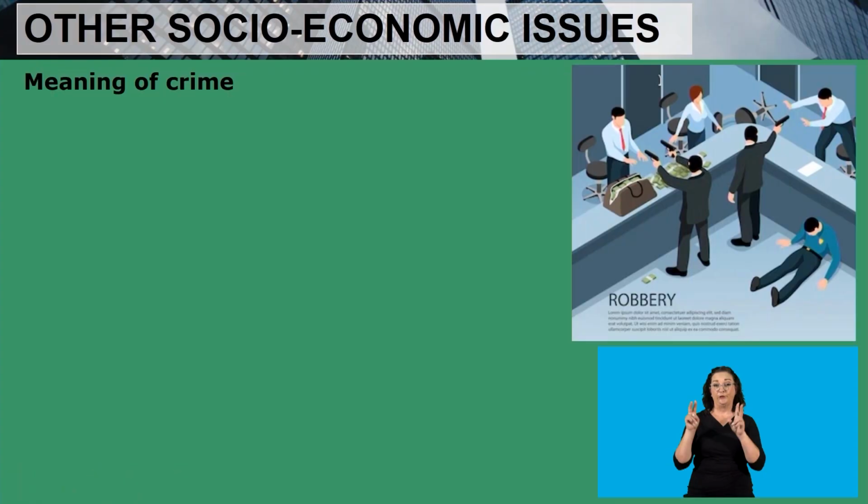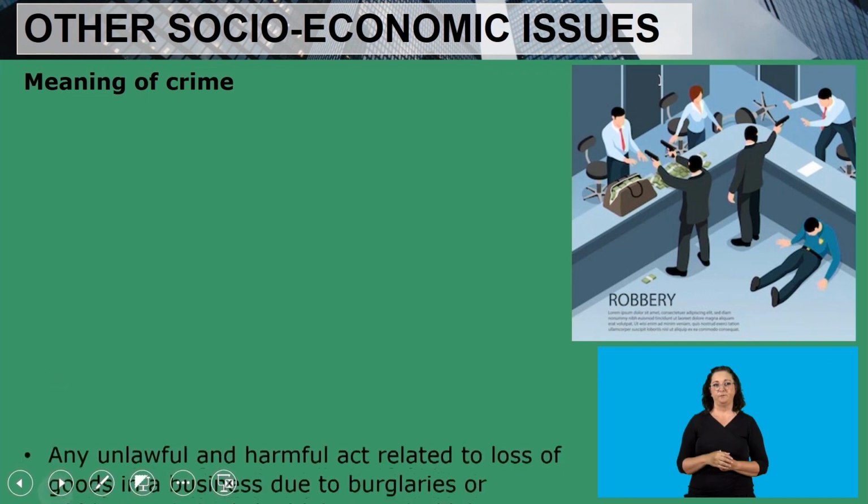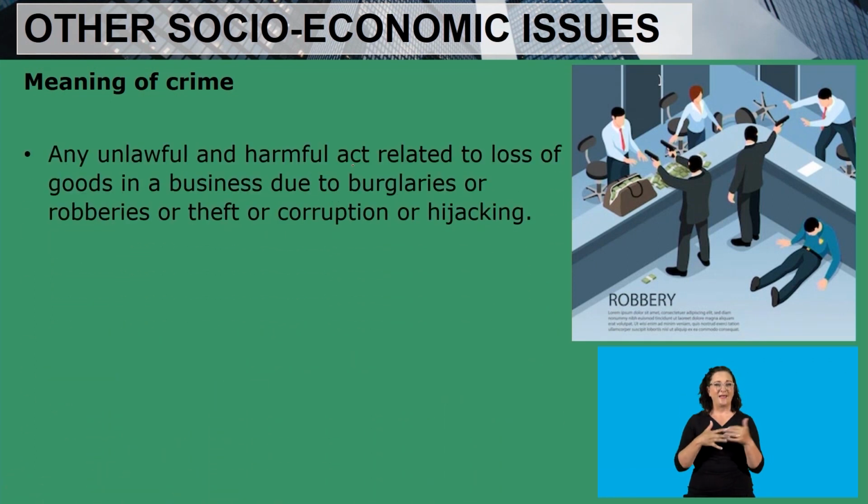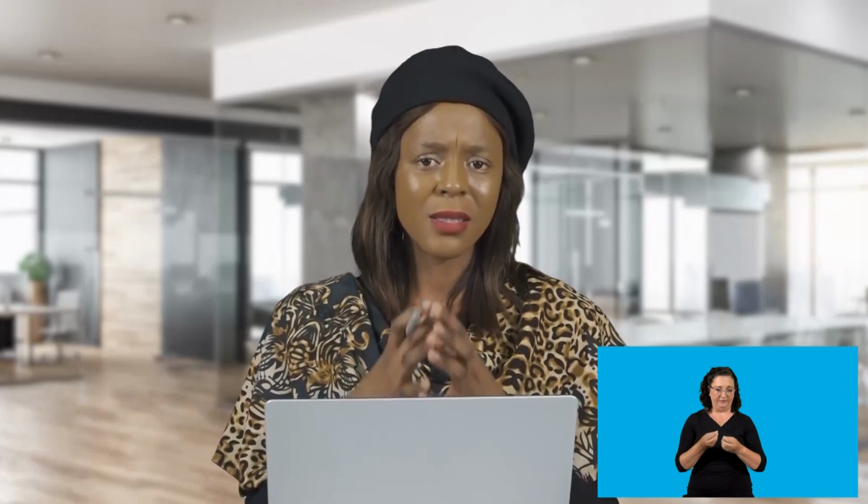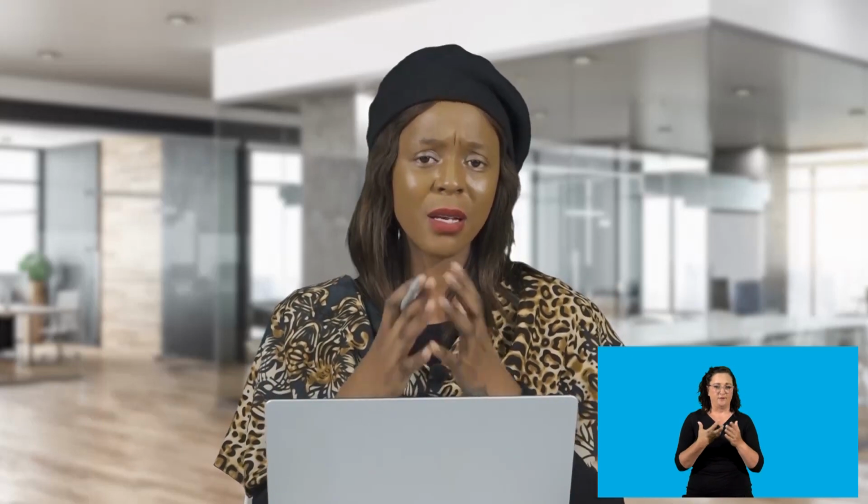Another socio-economic issue that we have is crime. Any unlawful and harmful act related to loss of goods in a business due to burglaries or robberies or theft or corruption or hijacking. So when we talk of crime, we are referring to any unlawful or harmful act which relates to the loss of goods in a business. It can be due to burglaries, people coming into the business and taking our assets, our cell phones, money, products from the business. That is unlawful and that is harmful. So we refer to that as crime.